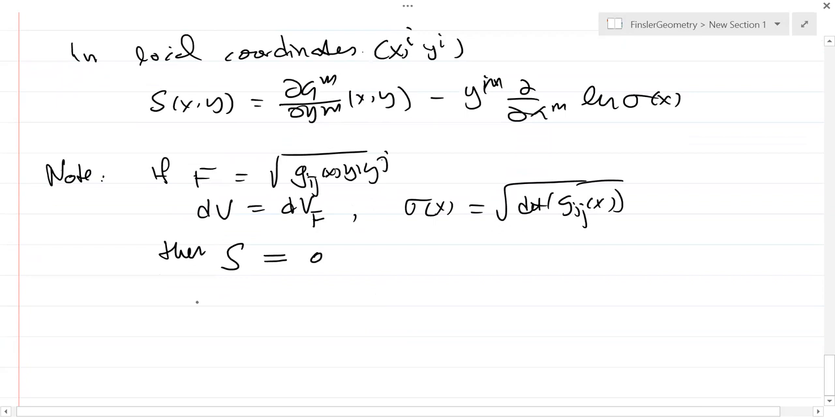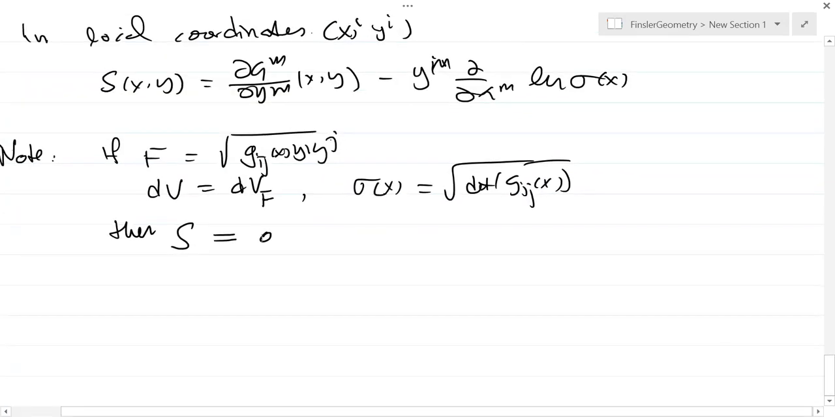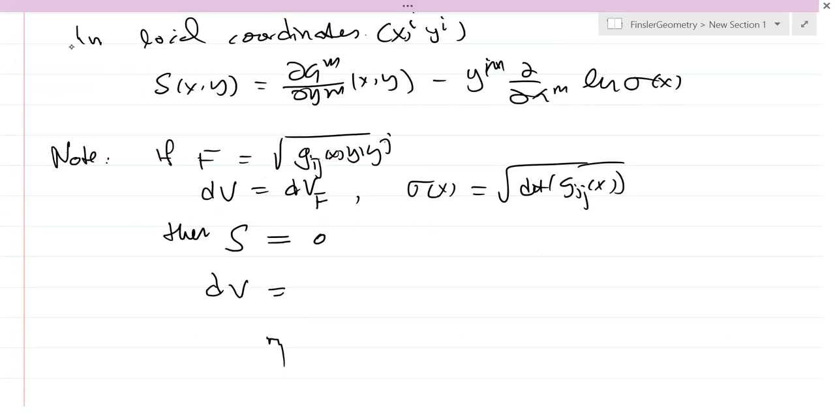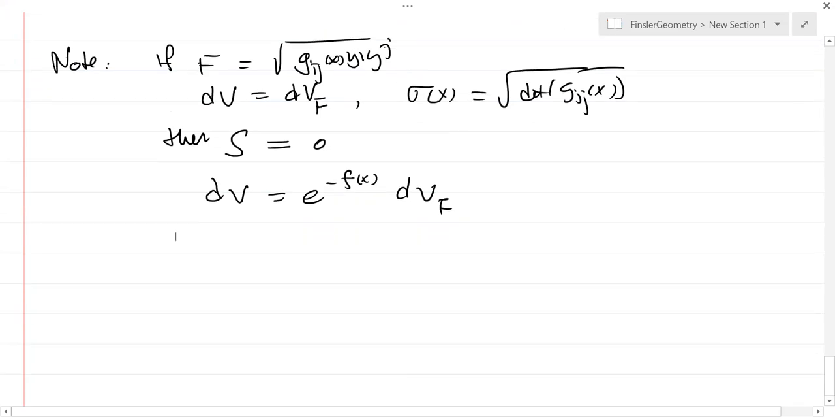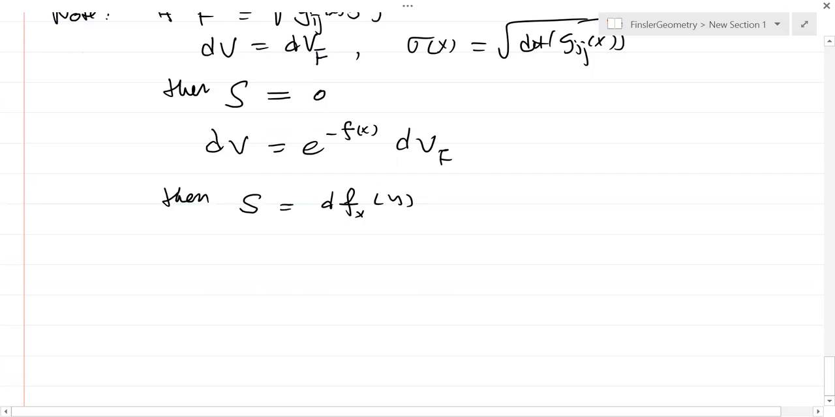But if the volume form is arbitrary, it differs by a function, e to the negative f(x) times dV, where F is a Riemannian metric. Then after you plug into the formula, you can find that this is df, just the differential of the function, acting on x, evaluated in the direction Y. All right, so this is about the quantity we see.